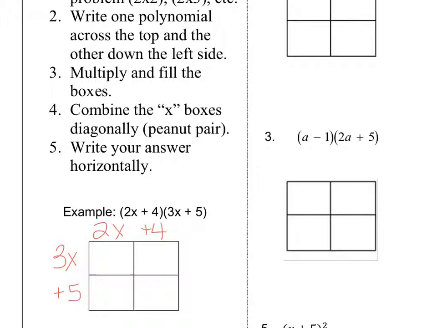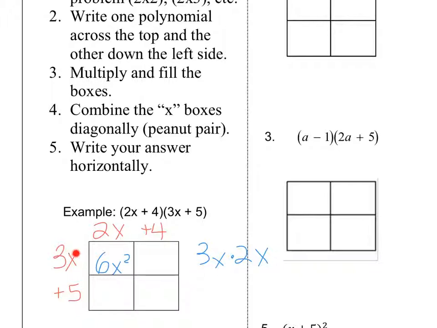Just like when you're multiplying area, we're going to go straight across into this box, straight up and down. So it's going to be 3x times 2x. I'm going to write that over here: 3x times 2x. So 3 times 2 is 6. And then we have x times x, so we have x to the power of 2. You'll have to remember your exponent rules as well.